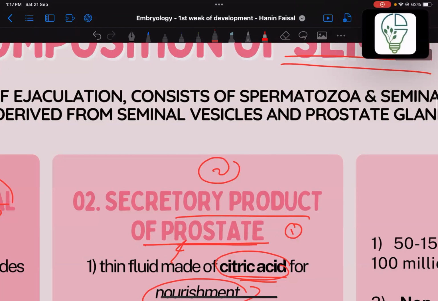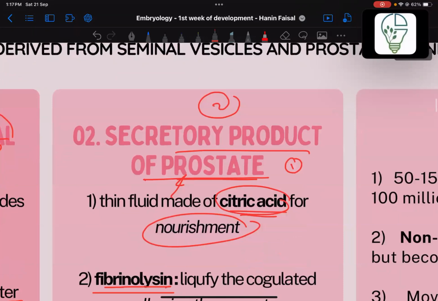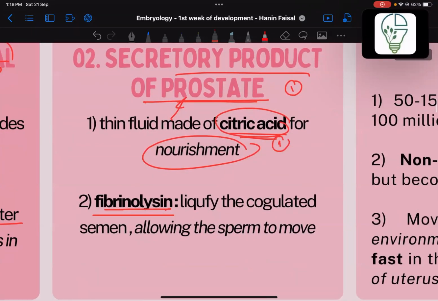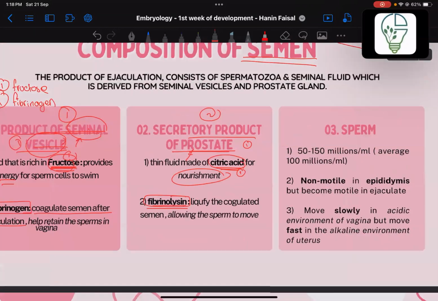Why do you think it should break it? Exactly, for the sperm to move again. Perfect, mashallah. So two things. The first thing is going to be the citric acid for the nourishment, and the second thing is fibrinolysin, which is going to liquefy or break the coagulated semen, as you all said, to allow the sperm to move.